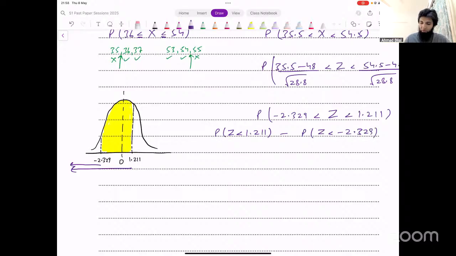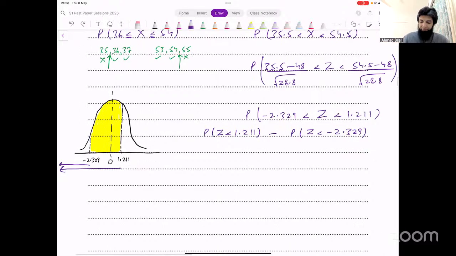Okay, now this is the standard form. You can find this area directly from the table. There's nothing that you need to do with this. It's Z less than a positive number. You can use the table for this. However, this is not the standard form. So we have to think about this now.